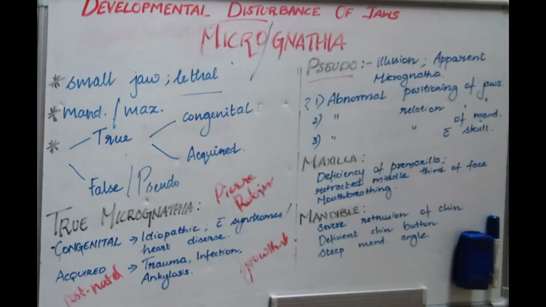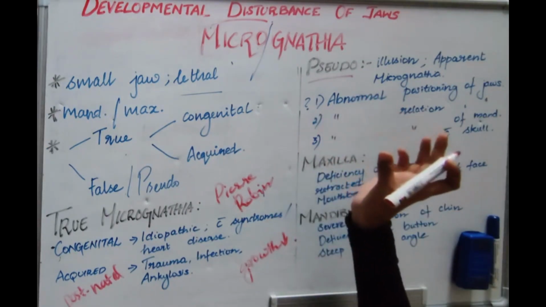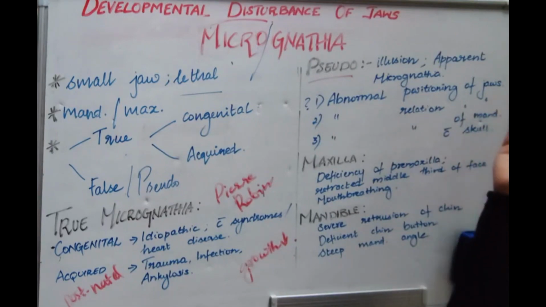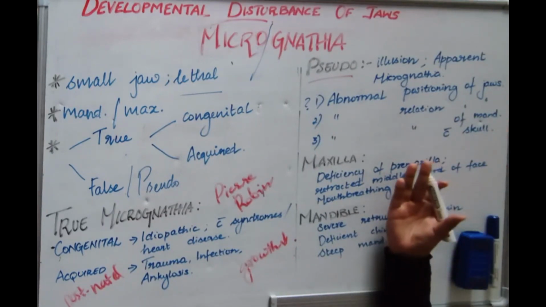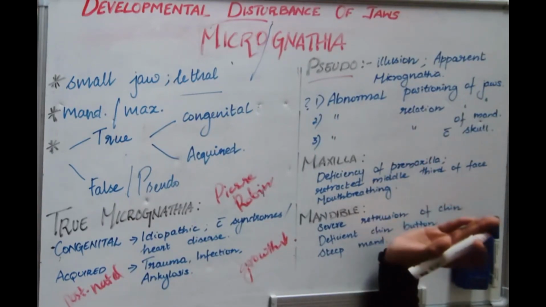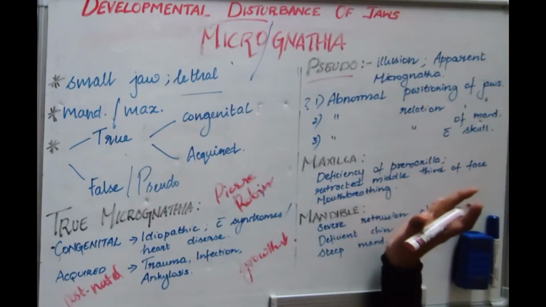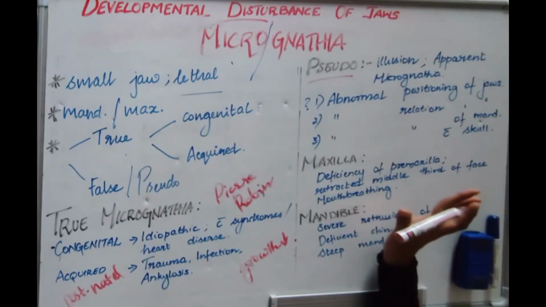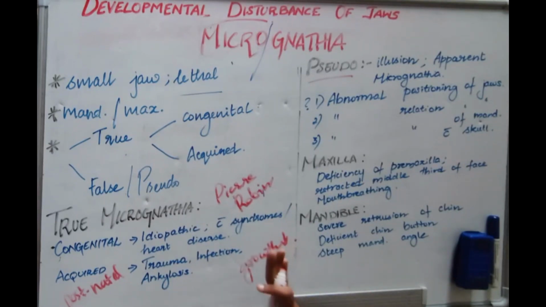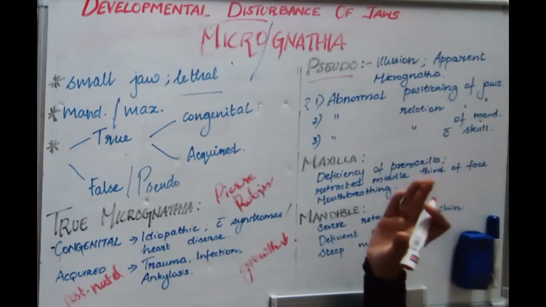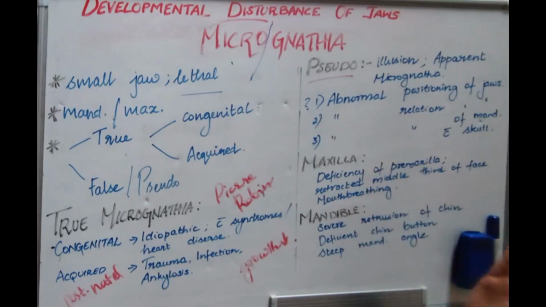Next, we will talk about pseudo-micrognathia. Pseudo or false micrognathia, also called apparent micrognathia, is an illusion effect. Here, the jaw size is normal. There is no micrognathia. In true micrognathia, the jaw size and growth are affected, whereas in pseudo, the jaw size is normal and the growth is not affected. But when you see the patient clinically, it gives an illusion that the jaw is smaller. So, it is called pseudo-micrognathia.